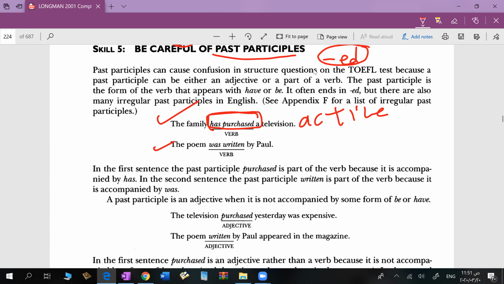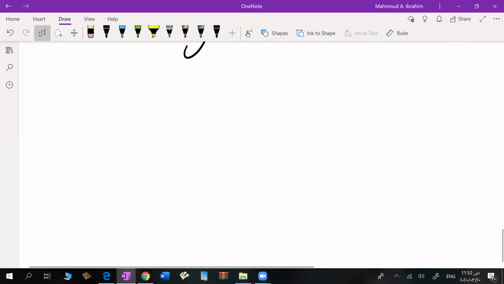It's present perfect. And this sentence is passive. Was written. Okay? So this sentence is passive. How do we know? Because passive is when you find the verb be. The verb be. And this is the rule of thumb.